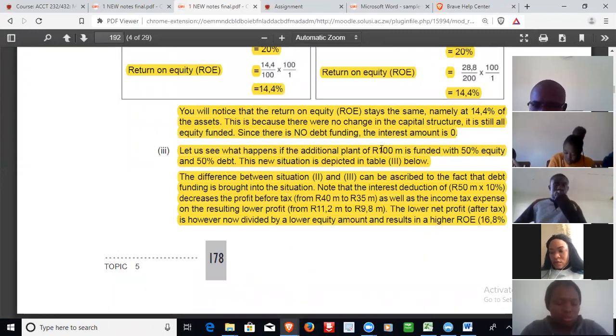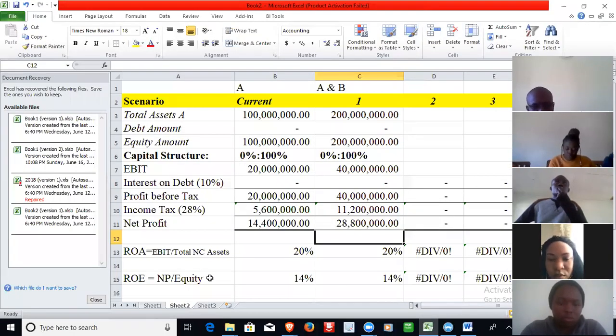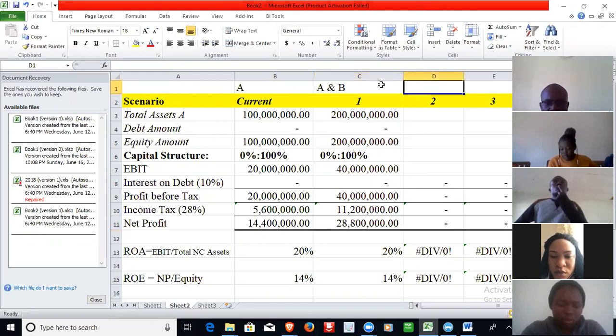Then we are having scenario 2, where we are told, assume if an additional plant, that is aeroplane B, is funded 50% by equity and 50% by debt, what will happen? To us as shareholders, are we still going to get 14%? What will happen to the net profit? Is it going to increase?